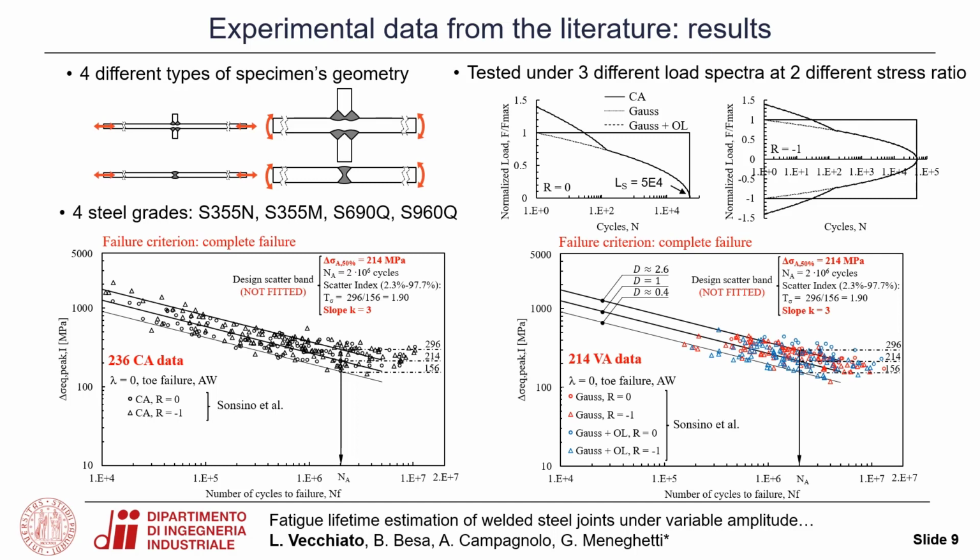The reported experimental values of cycles to failure are related to complete failure of the welded joints, and in particular, crack initiations were found for all joints at the weld toe. It has to be noted that the scatter bands are not fitted on the experimental data, both for the case of the constant amplitude loading in the left figure, and also for the variable amplitude loading in the right figure.